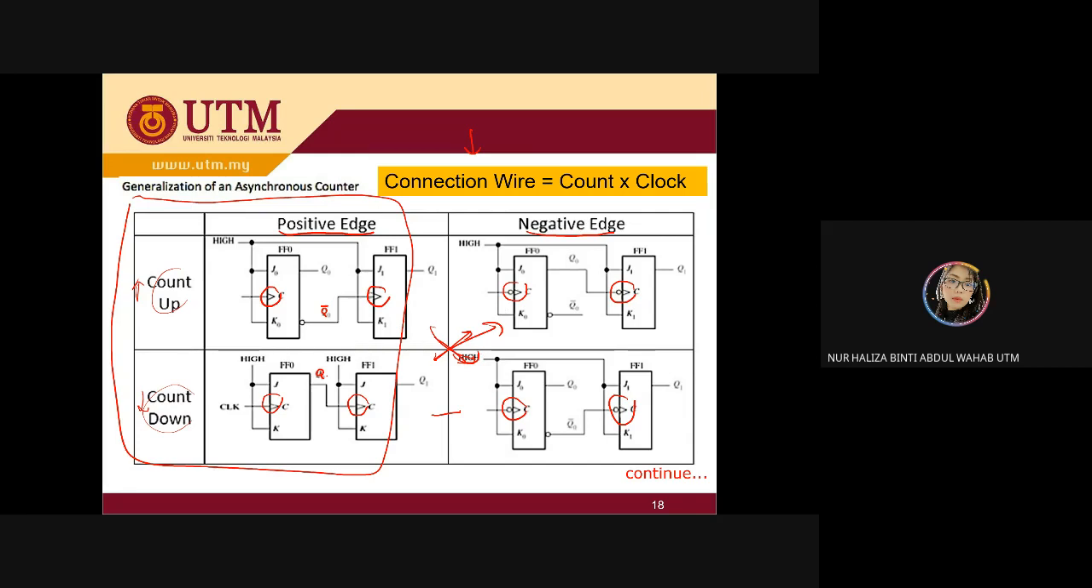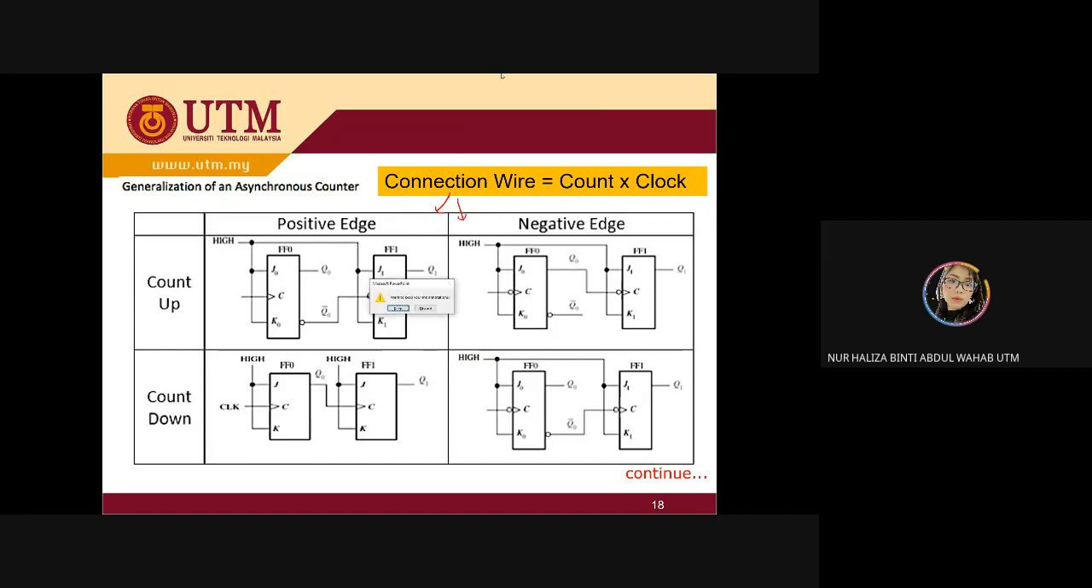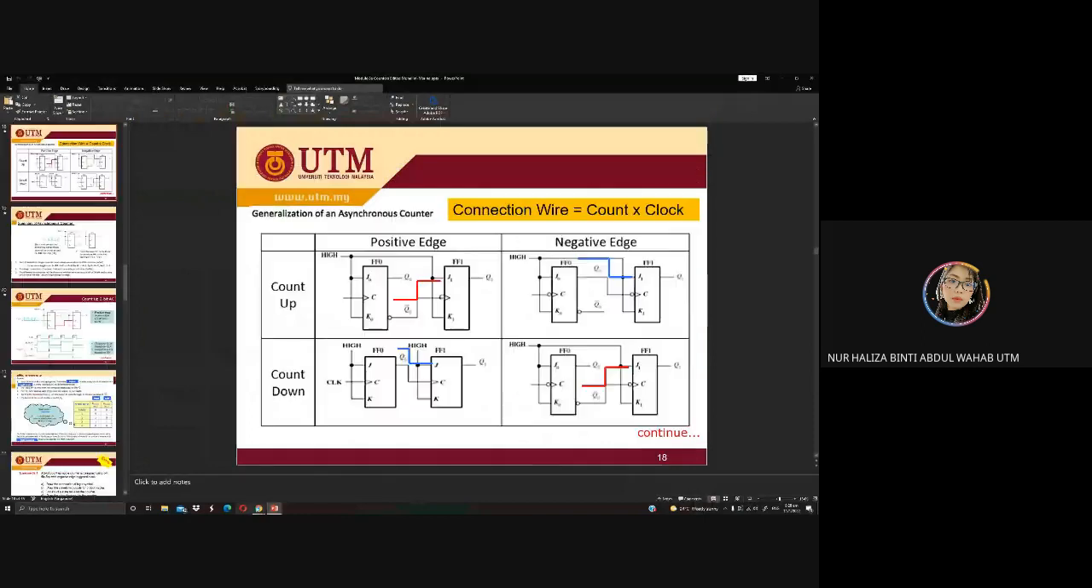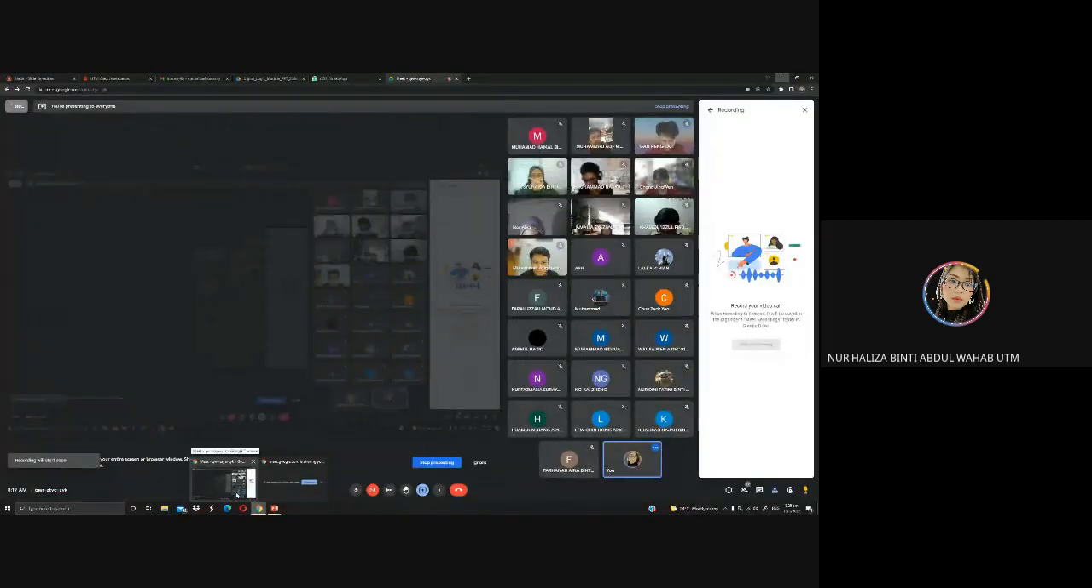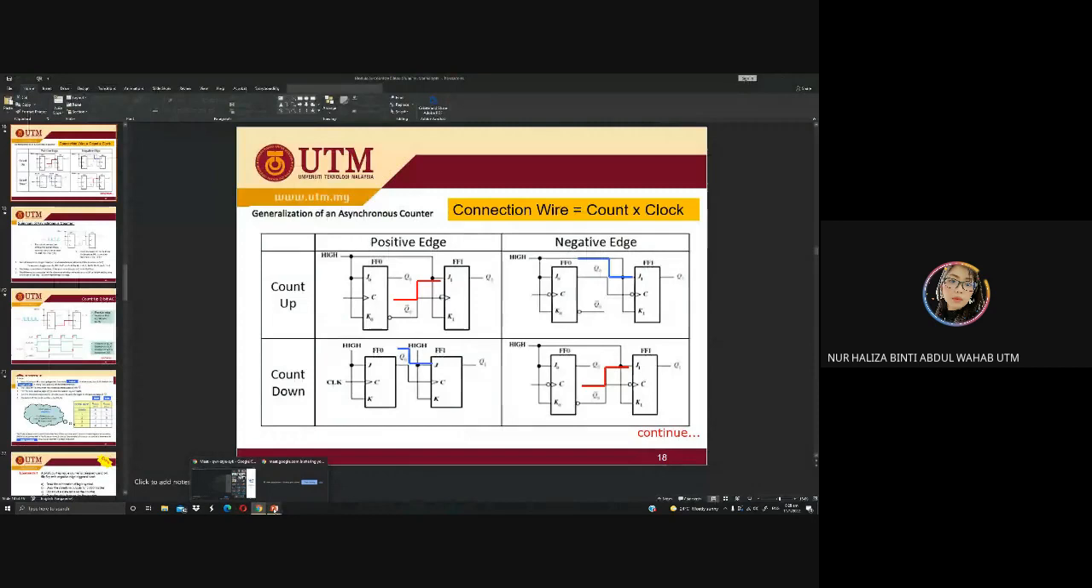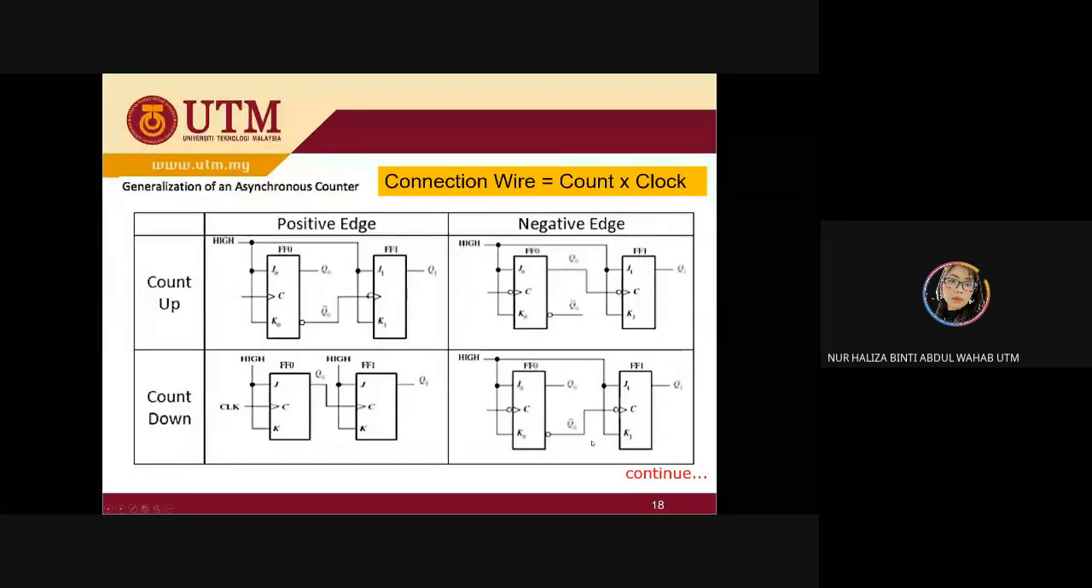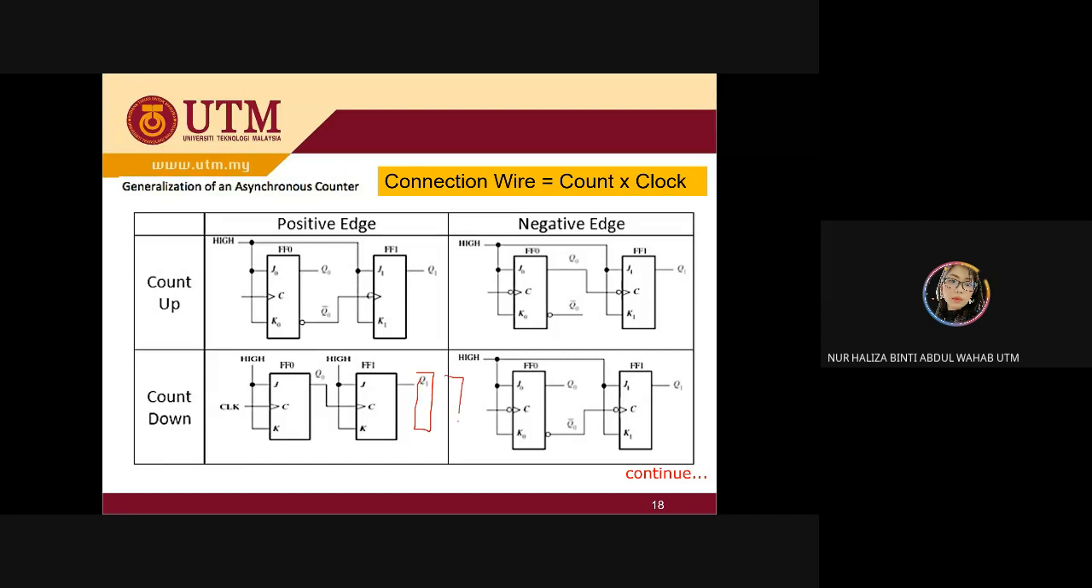So after you already remember your summarization, the basic connection that you might have, you can just extend how many flip-flops you have after that. Also, the connection is similar.